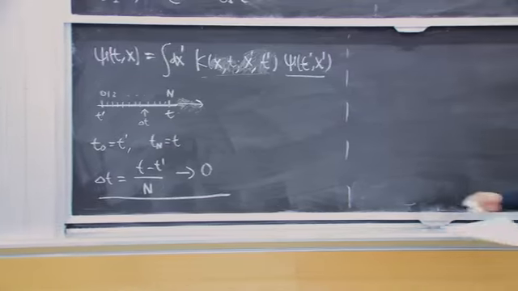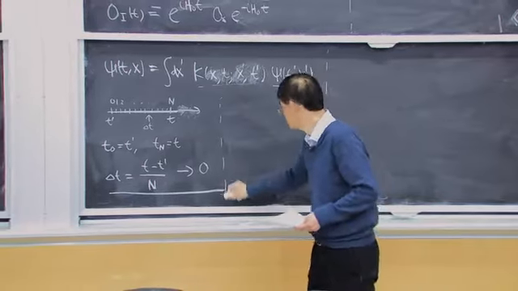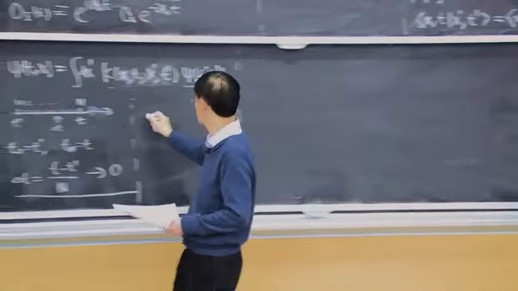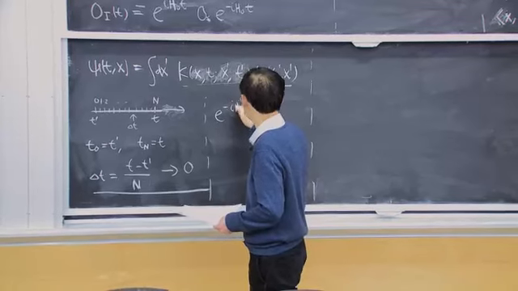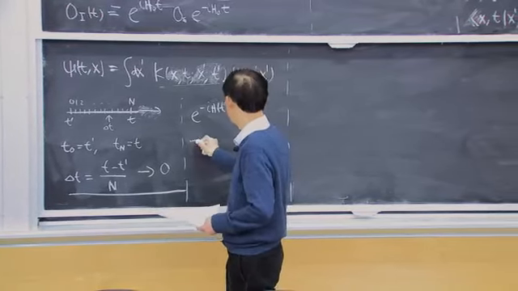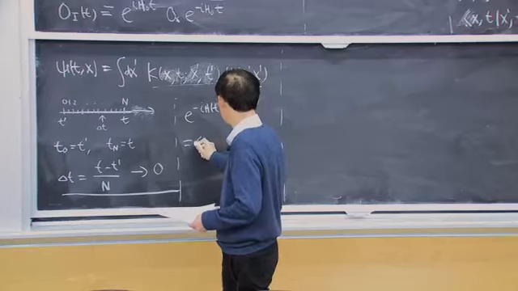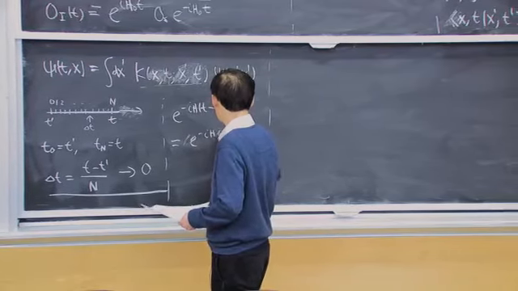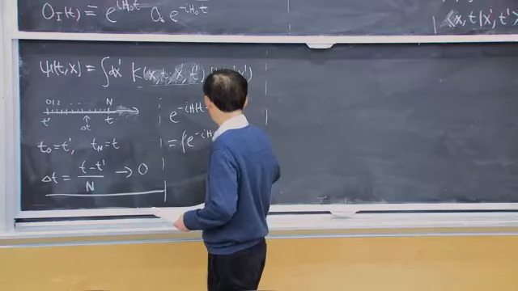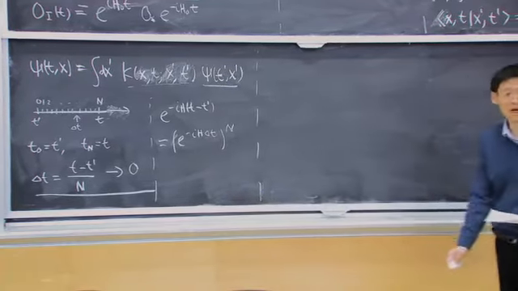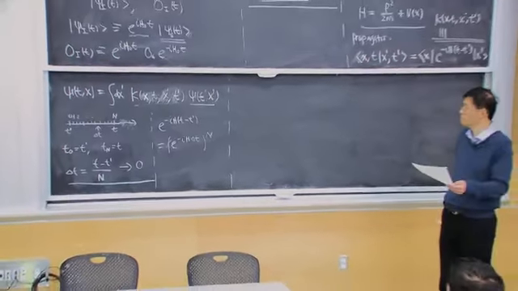So the reason for considering this is now we can rewrite the exponential minus iHt prime in terms of many iH delta t, and then n times. Essentially I have n times.